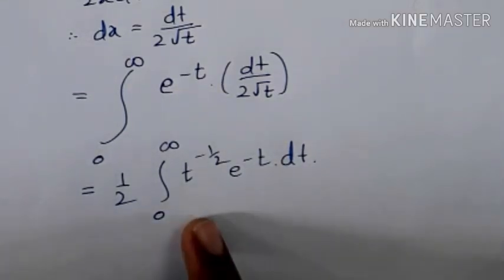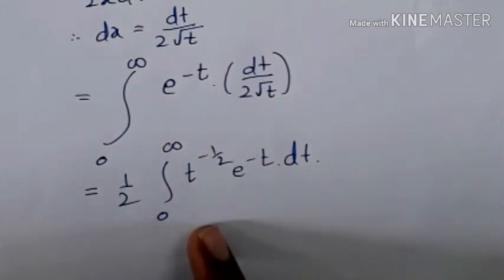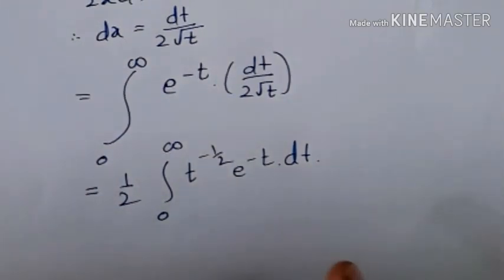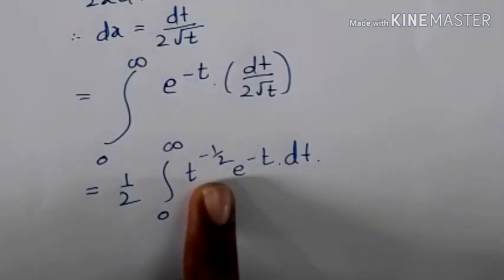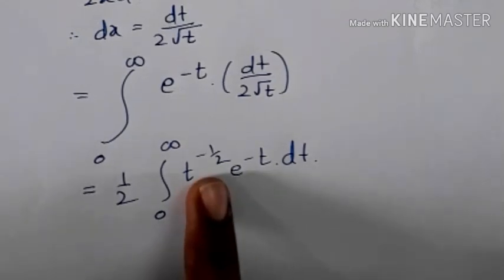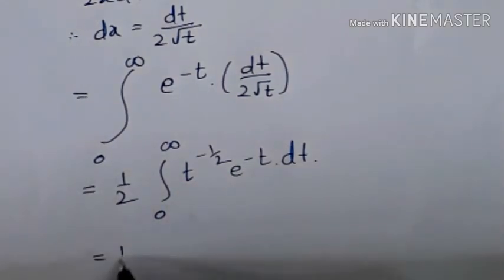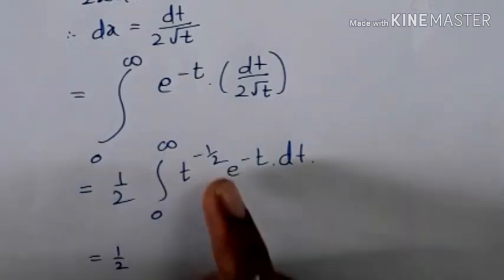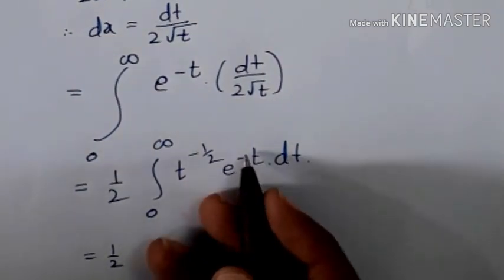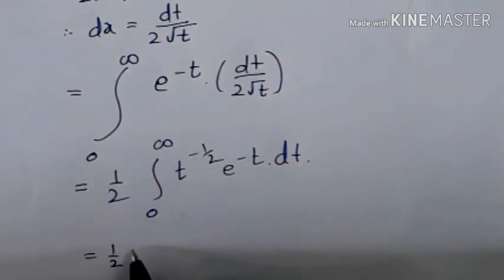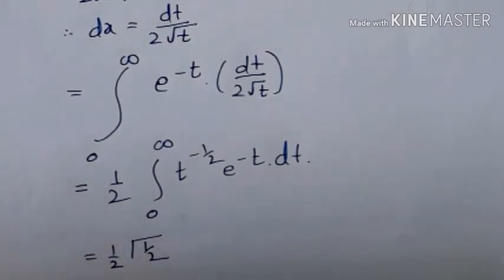So we know this form. This form is in the form of x raised to n minus 1, e raised to minus x into dx, from 0 to infinity, which is nothing but gamma n. So here the power is n minus 1, so minus 1 by 2 is n minus 1. Therefore we take gamma n, that is, we have to add 1: minus 1 by 2 plus 1 is 1 by 2. So gamma 1 by 2 is our answer.